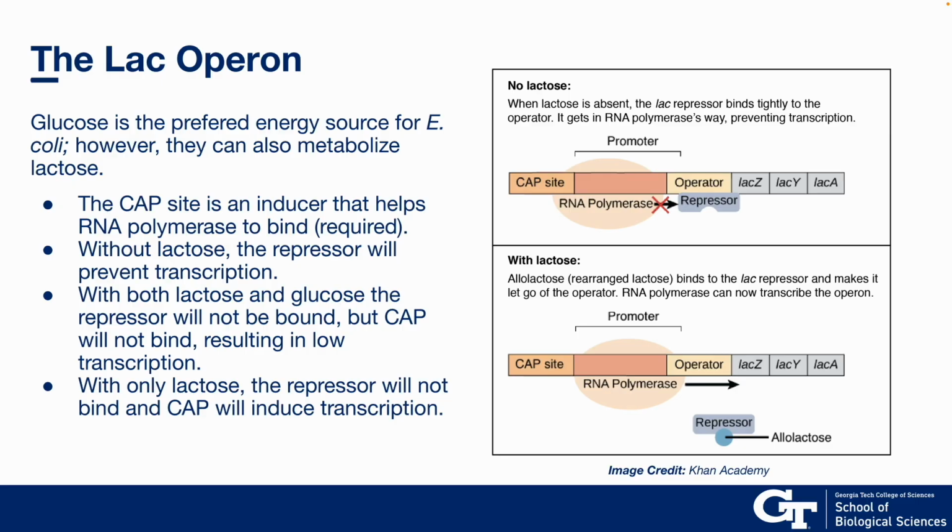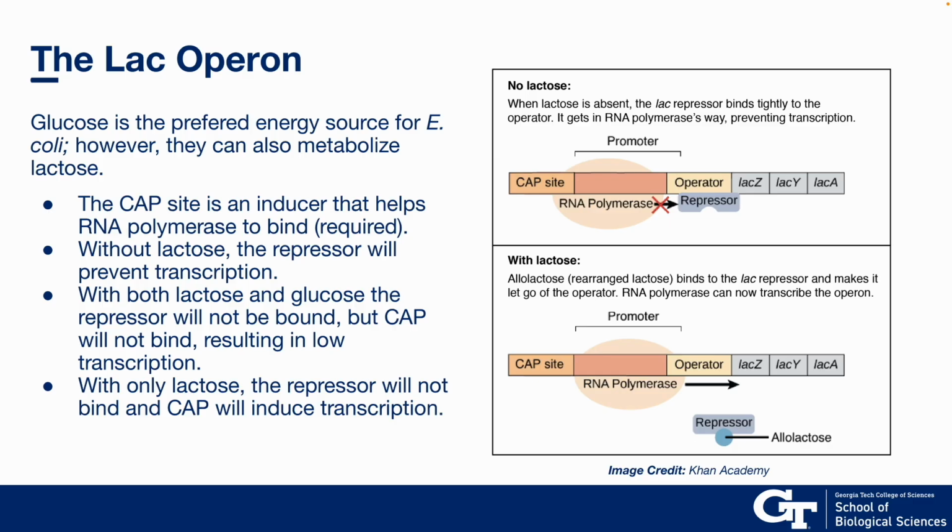So what happens when there's no lactose? Do we need to be coding for these genes responsible for metabolizing lactose? Absolutely not. So when there is no lactose, guess what? The repressor is going to bind to the operator and prevent transcription by RNA polymerase. So no lactose, no metabolism. What about with lactose? With lactose, something is going to bind to this repressor, bringing it away, allowing RNA polymerase to move through and transcribe these lactose metabolizing genes.